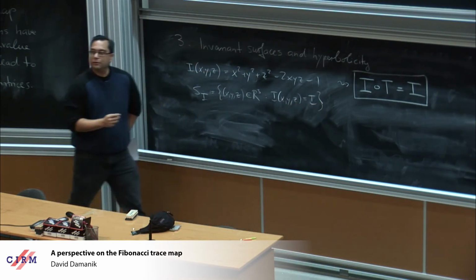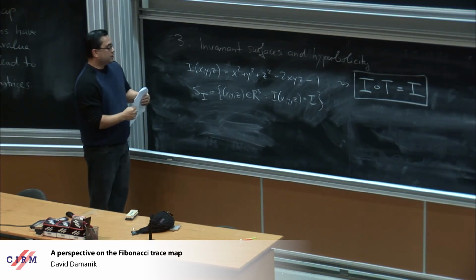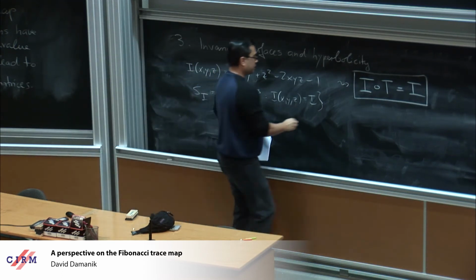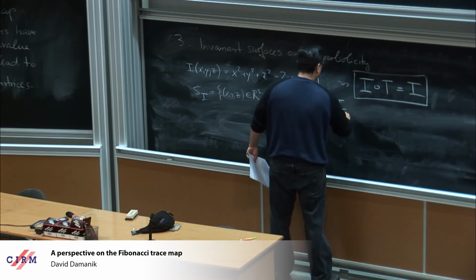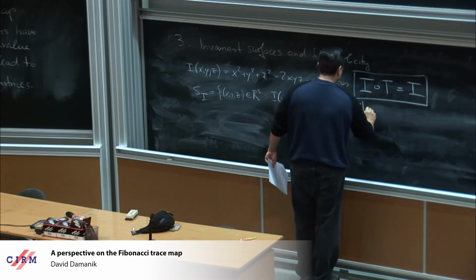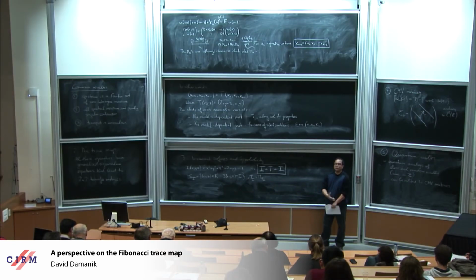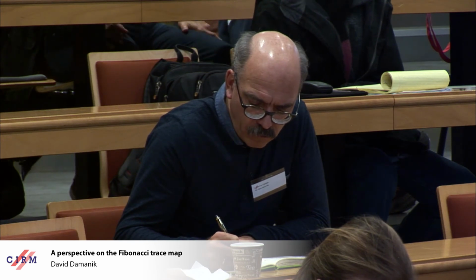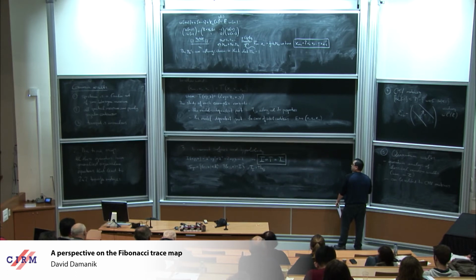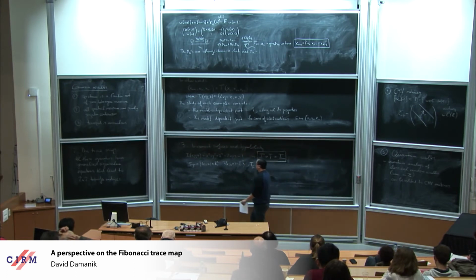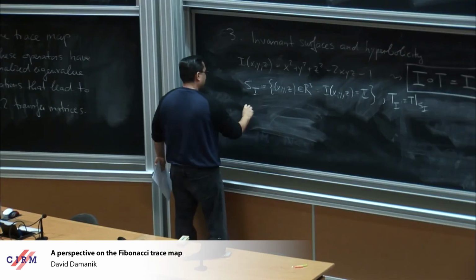Okay, so here's a level surface. And because T preserves it, I can restrict T to it. So T_I is just a restriction of T to S_I. Now I have a surface map. Before it was a 3-dimensional map, now it's a 2-dimensional map, a map on the surface to itself. And that is important because then you see the hyperbolic structure.